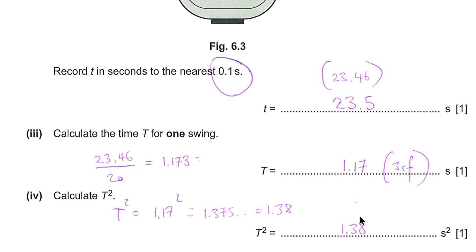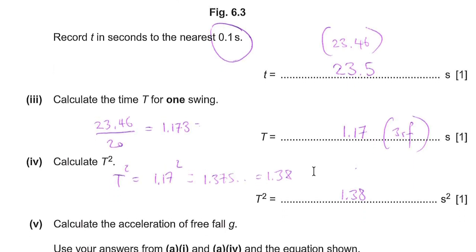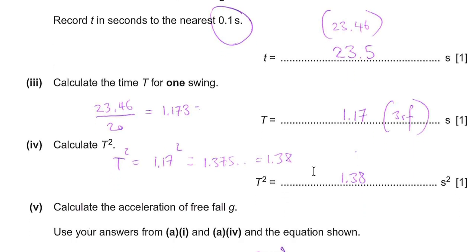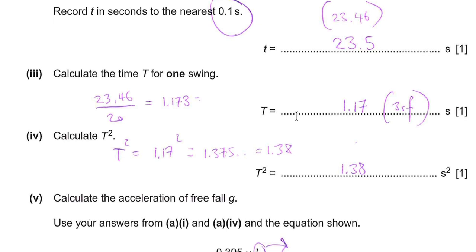We generally tend to stay away from 4 significant figures; 1, 2, or 3 usually works. All right. Calculate the acceleration. Okay, so you're going to use your answers from the different parts. We're going to use L and T.